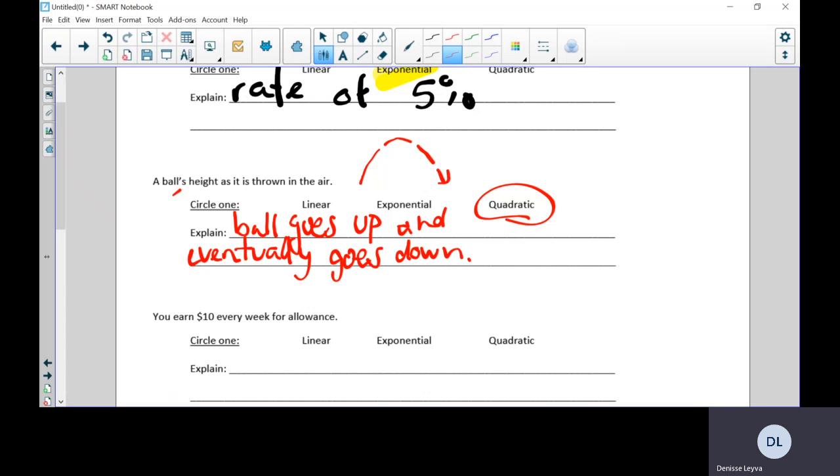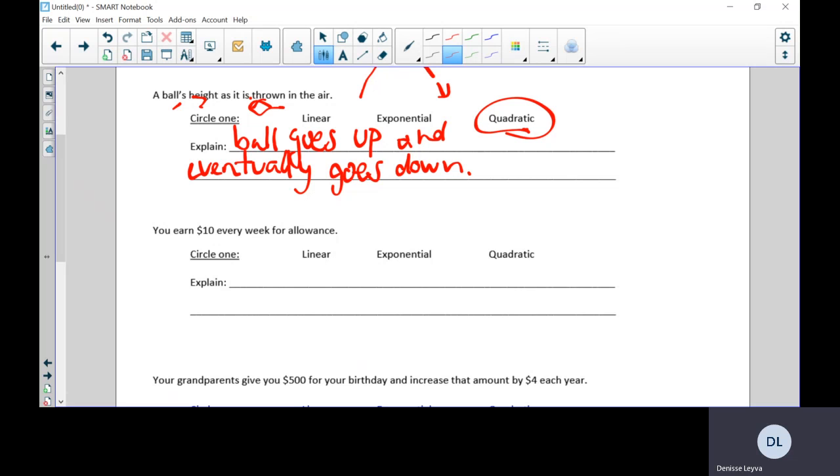So again, any object you throw up in the air will always eventually come down. So when we're talking about the height of something being thrown, that's always going to be a quadratic function.